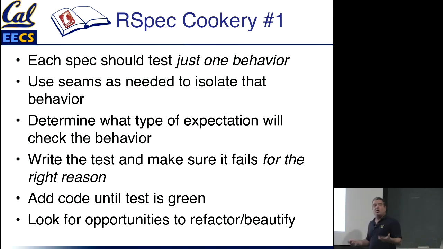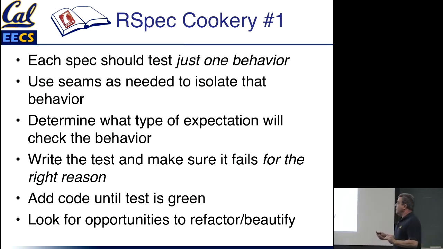So what would be a wrong reason? Well, syntax error, that's a wrong reason. Or you're trying to call a controller method that doesn't even exist. That would be a wrong reason. Once it fails for the right reason, now you're in good shape, because all you have to do is add code until the test passes. And believe it or not, that's actually the easier part of the job. Structuring your code so that you can write tests that test one behavior each is actually the more challenging part.